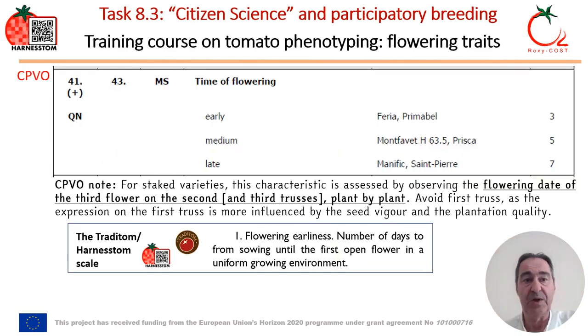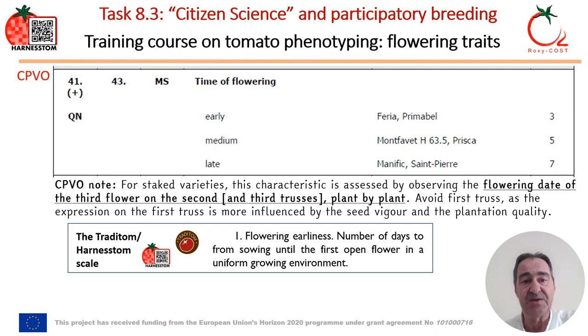The time to flowering is the 41st trait of the CPVO protocol, and it is expressed in a 3-classes scale with reference to standard varieties: early, medium, and late. Actually, the protocol gives a detailed quantitative method to record the trait, making reference to the flowering date of the third flower on the second and possibly the third inflorescence of each plant. It is recommended to avoid the first truss as it is influenced by seed vigor.